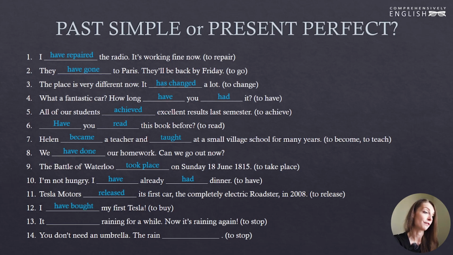I have bought my first Tesla. It's a piece of news. It's an action that is still connected with the present, something fresh and alive. It stopped raining for a while, now it's raining again. In this case, it stopped raining belongs to a finished period of time, because the period of time in which there was no rain has already finished. Now it's raining. You don't need an umbrella, the rain has stopped. Here, the rain has stopped and there is no more rain. The period of time we are talking about is not finished.